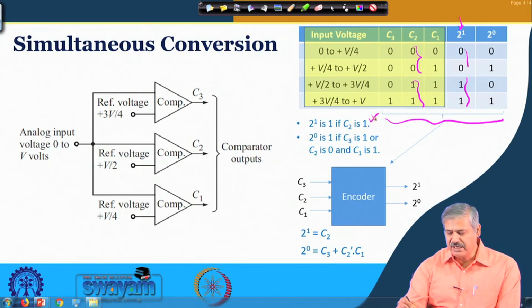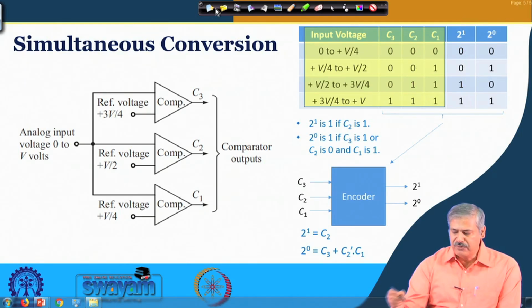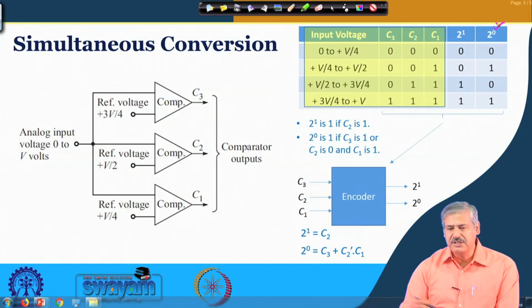So, this is what we can identify, isn't it? From that we can write 2 to the power 1, this output is equal to C2, just like that. Okay. So, in the encoder, the logic circuit that we can have is just C2 connected directly to the power 1. So, no other gates and nothing else is required.